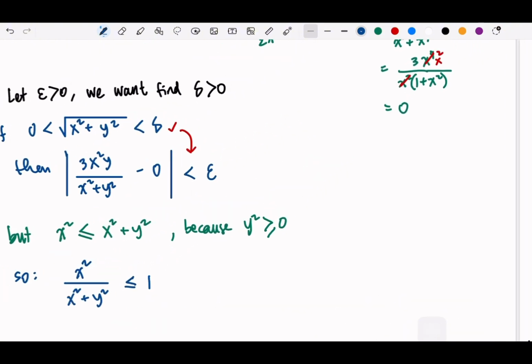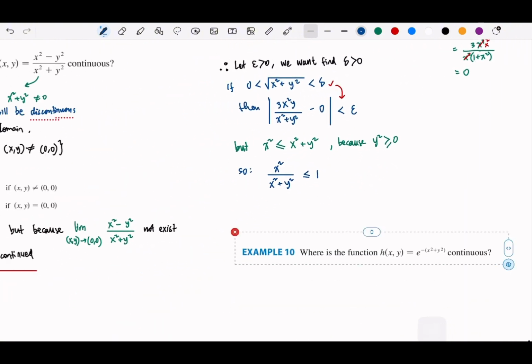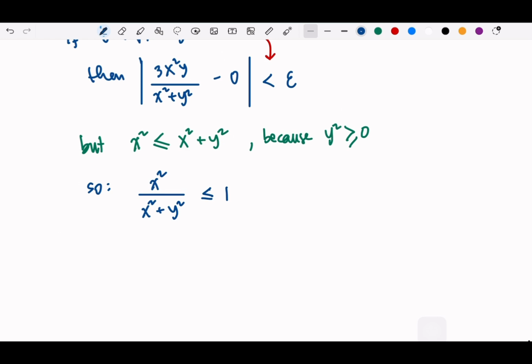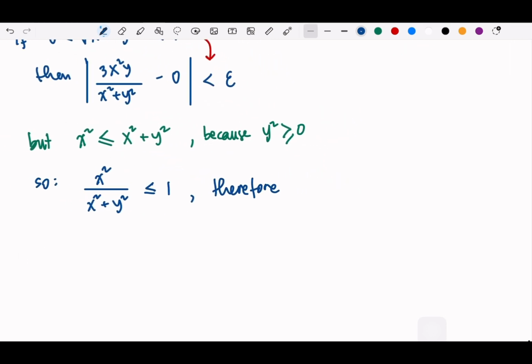So let me write here. Example 10. Therefore, x squared, and I will make an absolute value of y to make sure that it stays in the positive value. x squared plus y squared, this must be less or equal to 3 absolute value of y.